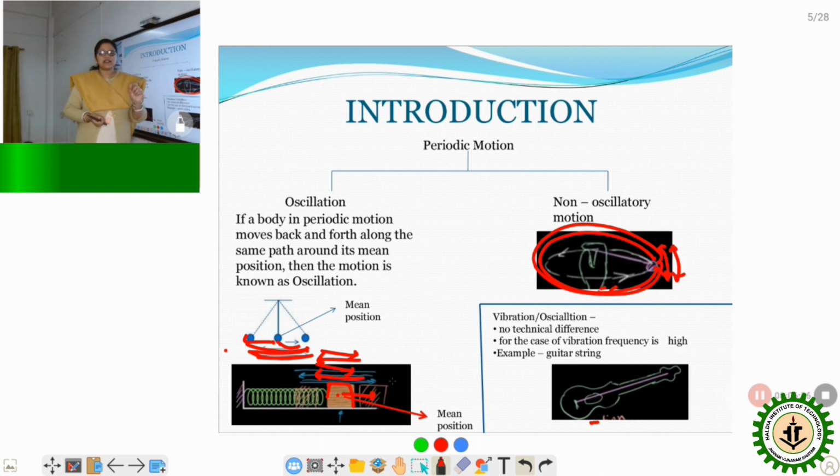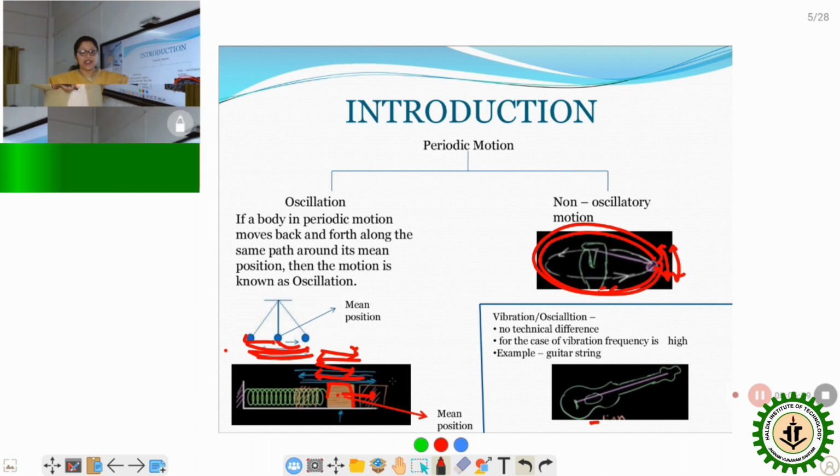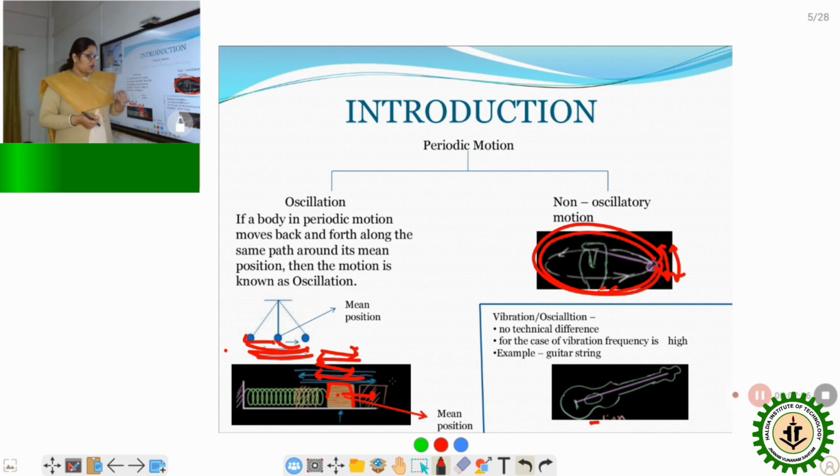When we are considering any system where the frequency of the oscillation is very high, then we call it a vibration. There is no real technical difference. We always say vibrating guitar string, or any vibrating string instrument. In those particular cases, we use the term vibrations. Otherwise, it is the same as oscillations. When the frequency of the oscillation is very high for a particular system, we call it a vibration.